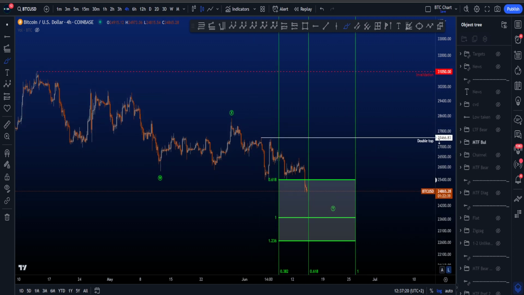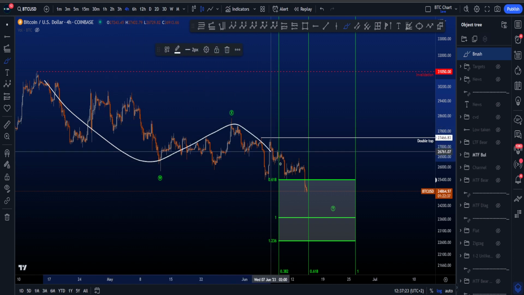Now, in the more bullish scenario, we are looking for this to be a W, X, and then a wave Y.